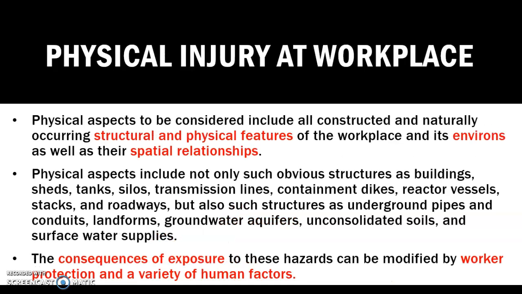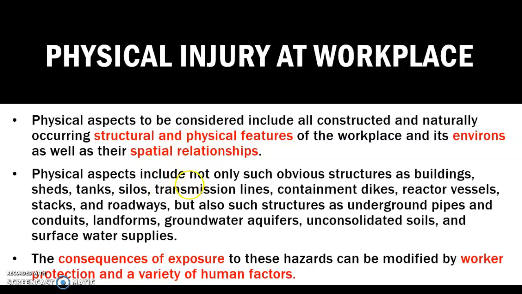Because when you are working, you are at least in your workplace for 8 hours a day, so physical injury can happen. It's very common. So what are the physical aspects that can cause or become a factor for physical injury at workplace? The physical aspects include all constructed and naturally occurring structural and physical features, its environment, as well as their spatial relationship. Spatial relationship means the space occupied by these structural and physical features.